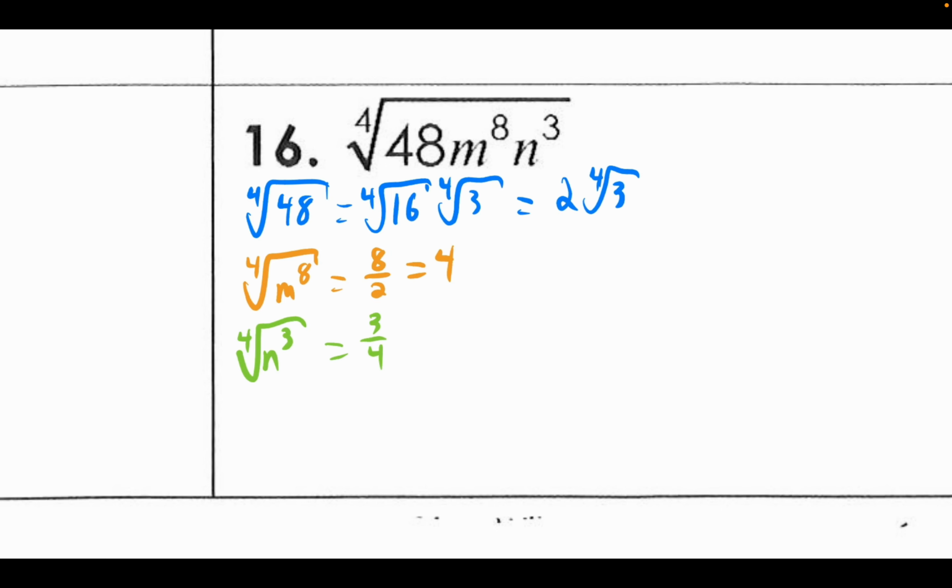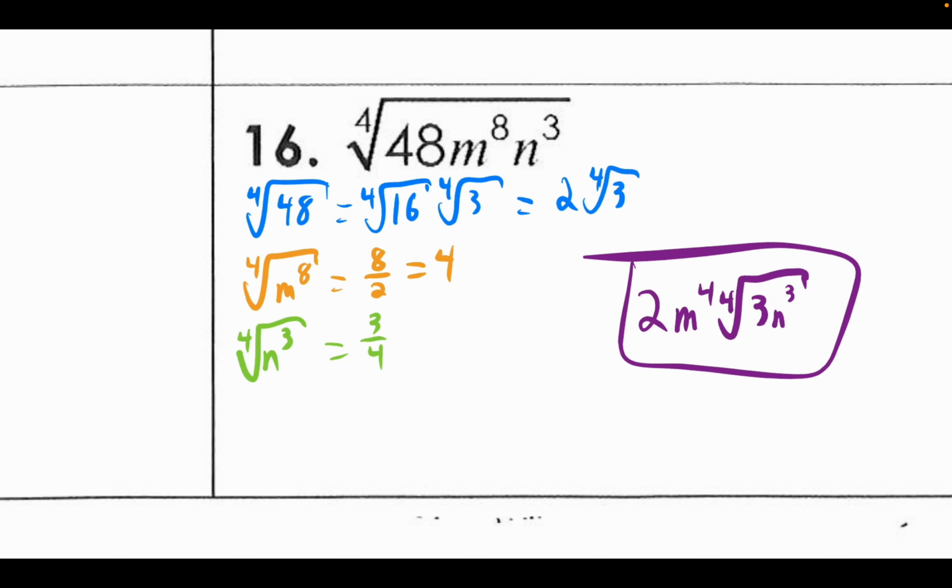So as we write our final answer, 2 is outside the radical, m to the fourth is outside the radical, and there are no n's outside the radical because 4 never went into 3. Inside the radical, we have 3, no m's, and n to the 3rd. And that wraps up section 6.1.